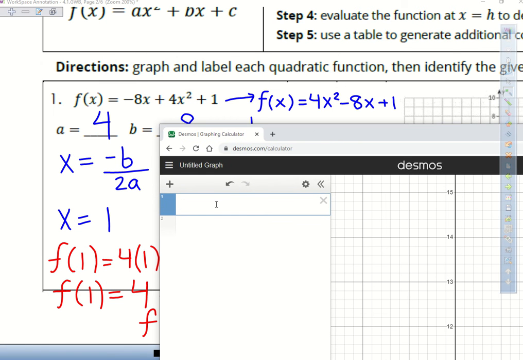So here's a little bit of a trick I have for you. If you're on Desmos, you go to desmos.com, you click graph, and then you can type the function in right here. We're going to do a whole little activity where you practice using Desmos.